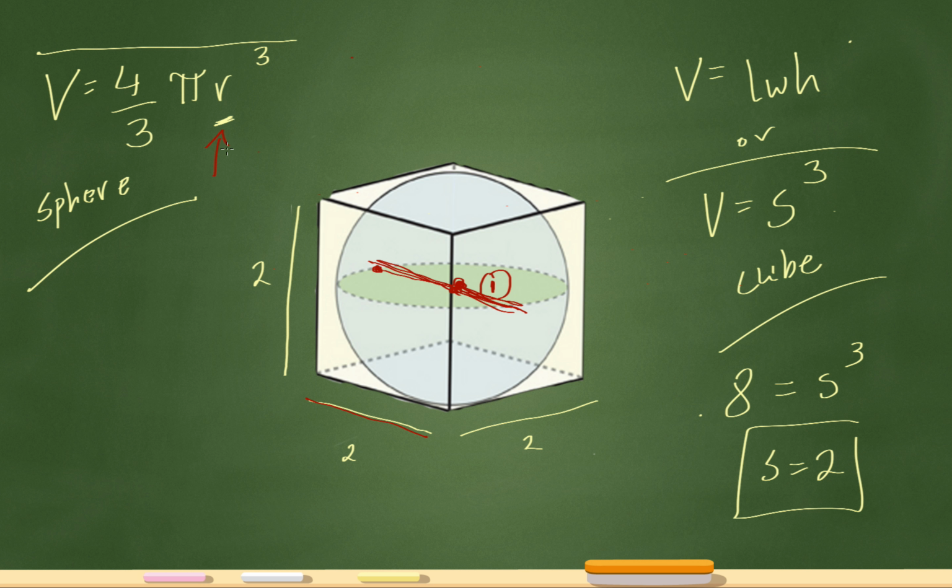So now instead of that r, I can just plug in the 1, so it'll be 4/3 times pi times 1 cubed. 1 cubed is just 1. 1 times pi is pi. Pi times 4/3 is just 4/3 pi, so 4/3 pi is the volume of the sphere.